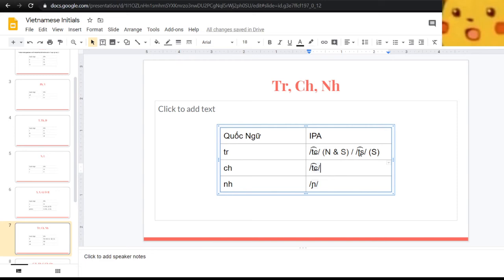And that's how you make that sound. Now, some speakers in the north and south, or all speakers in the north, will combine these two sounds, but some speakers in the south will also combine these sounds.